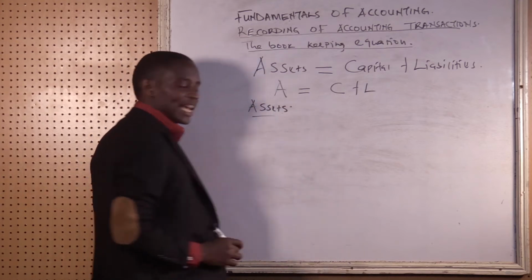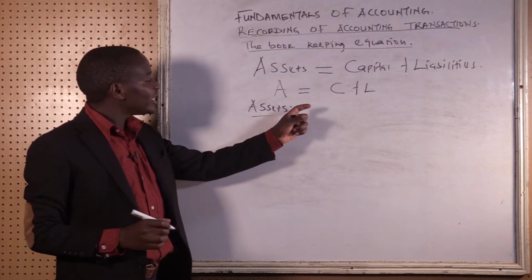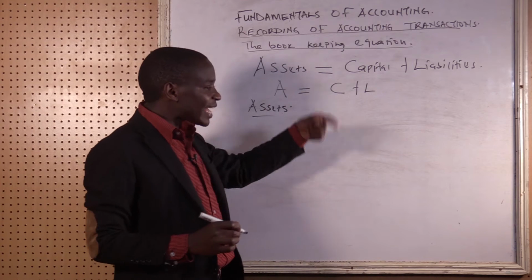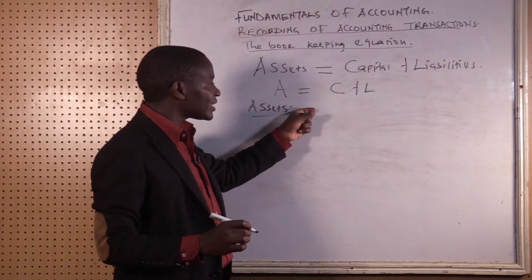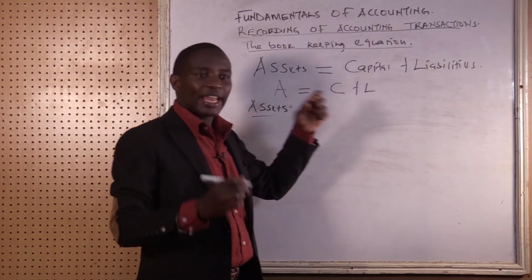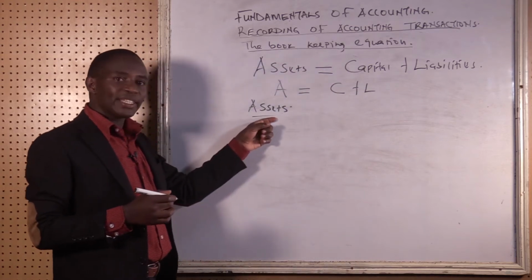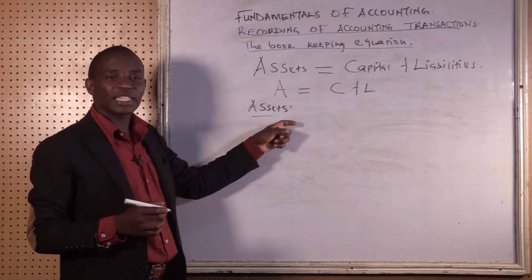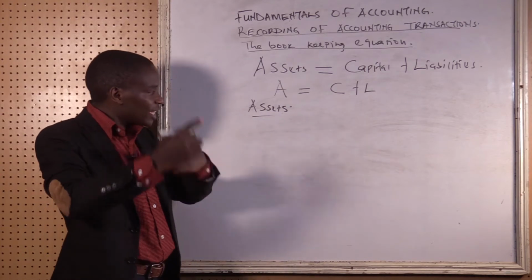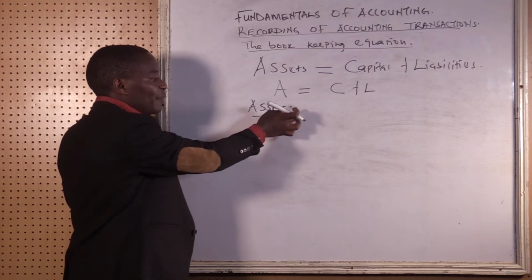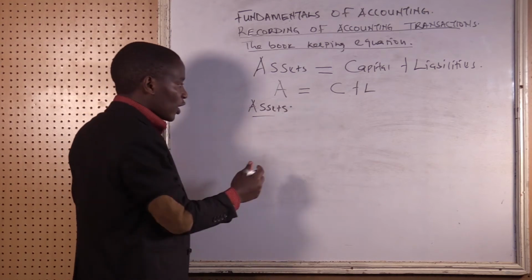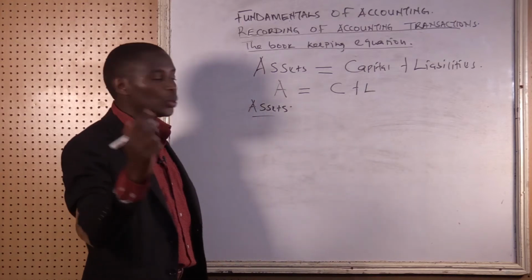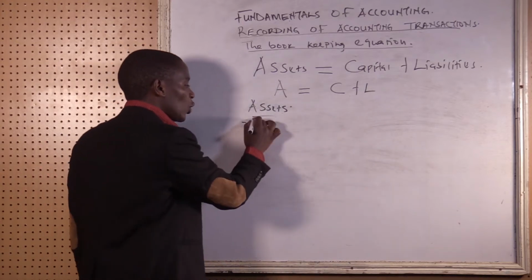When we talk of assets, we are talking of resources owned by an organization as a result of past economic activities. For example, when a business buys a car, that is an asset to that business. There was a past economic activity, that is the purchase of this motor vehicle. These assets are further classified into two.